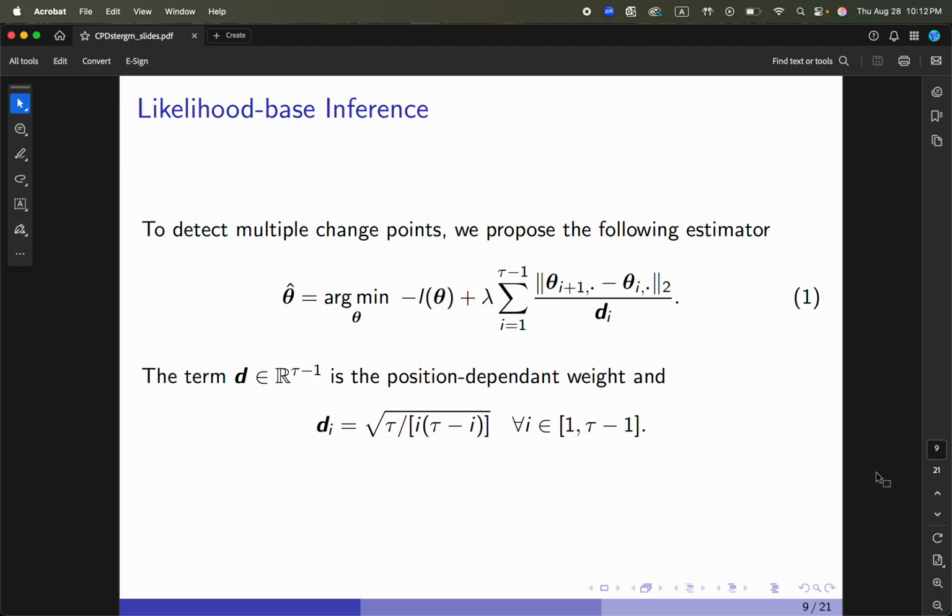So to detect multiple change points, we propose the following estimator from a separable temporal ERGM. Essentially, we want to maximize the log likelihood for the data while penalizing the sequential gap of the parameters. And the term D is a position-dependent weight.